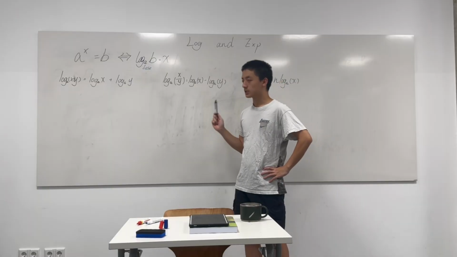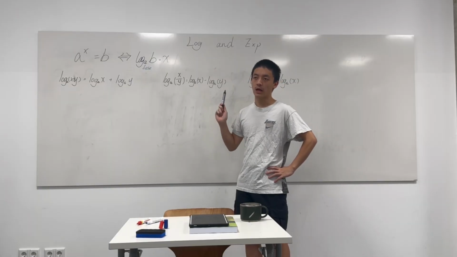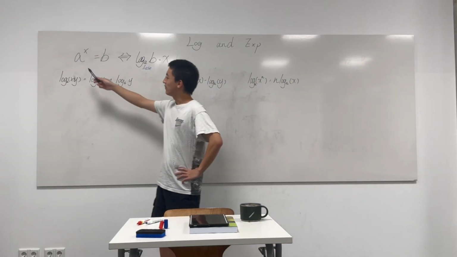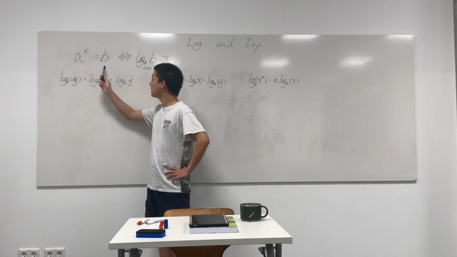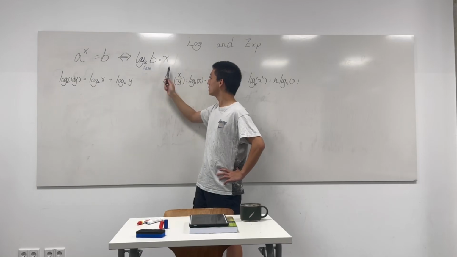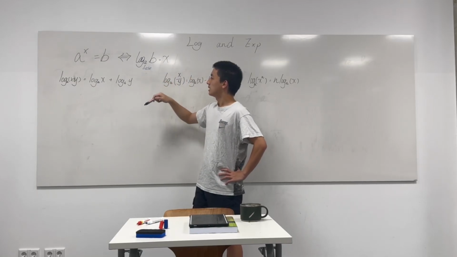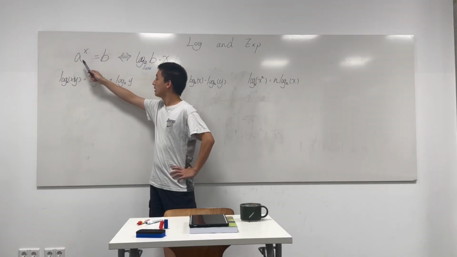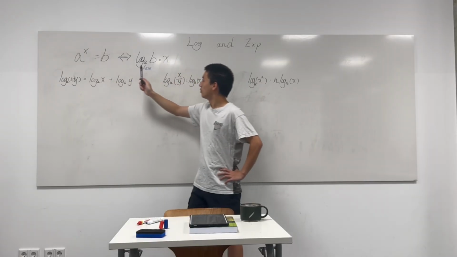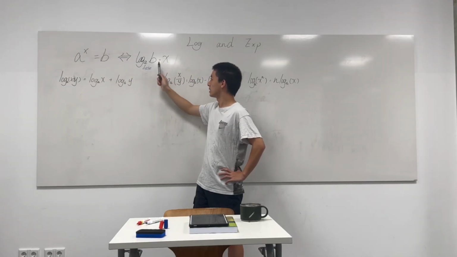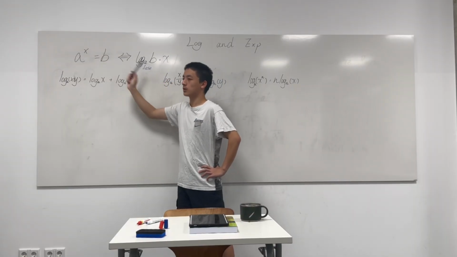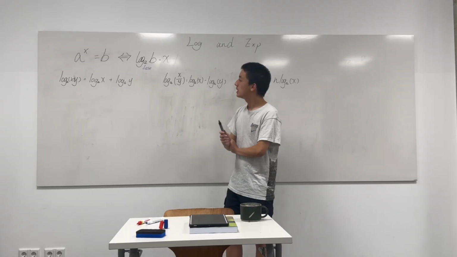I want to introduce the inverse operation of exponents, which is logarithm. So if a to the power of x is equal to b, then log base a of b is equal to x. So it's like if I know a as base and the power, then I can calculate b. And if I know the base a and the result b, then I can calculate the power. So that's why they are inverse operations.